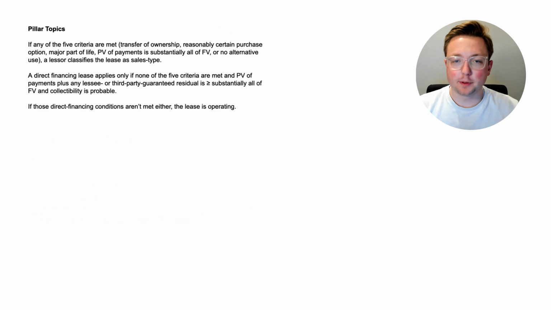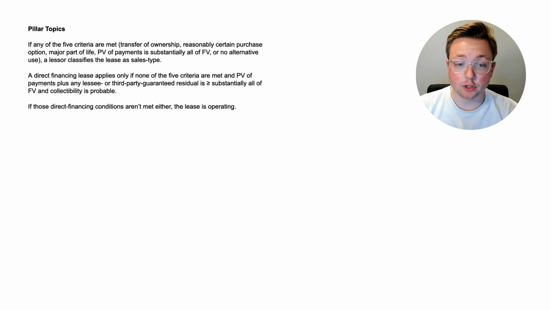Okay, here we are at the pillar topics, and it's a little bit smaller than usual because, again, this is pretty straightforward once you understand the criteria. So let's go through this. If any of the 5 criteria are met, so again, just one of them has to be met, and it's either transfer of ownership, reasonably certain purchase option, major part of life, present value of payments is substantially all of fair value, or there's no alternative use, a lessor classifies the lease as sales type. So if any one of those is met, it's a financing lease that is a sales type lease.